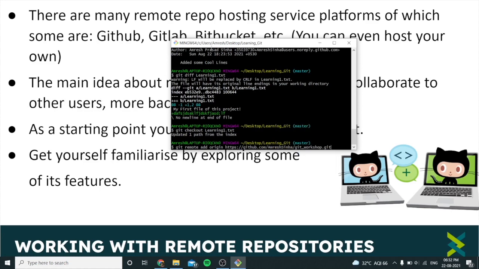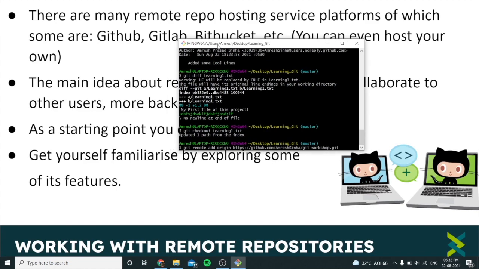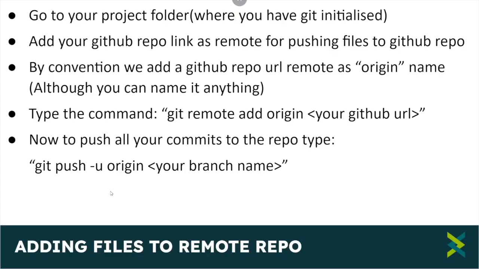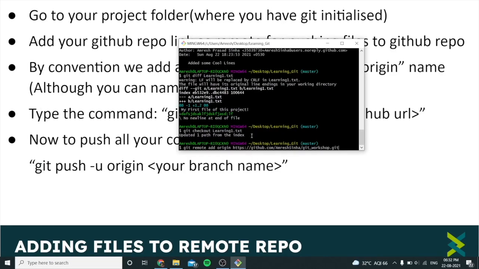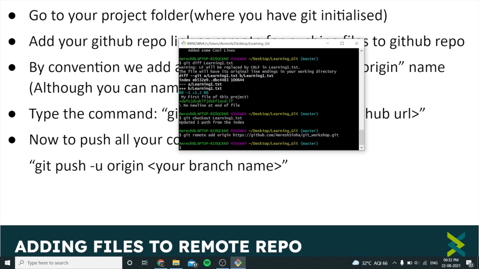What git remote does is it adds a URL to which all your files will get pushed. Pushed in the sense will get uploaded. Here it is, git remote add origin, you get the URL. So let's add it, and our remote will get added. Okay. So now to push all the changes that you have made locally, type git push -u origin master.